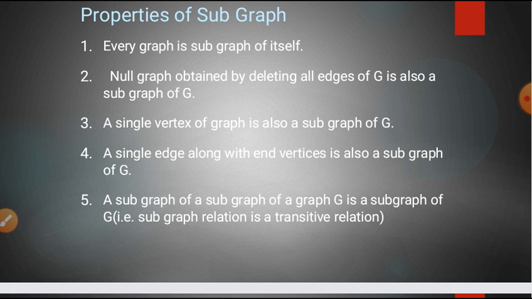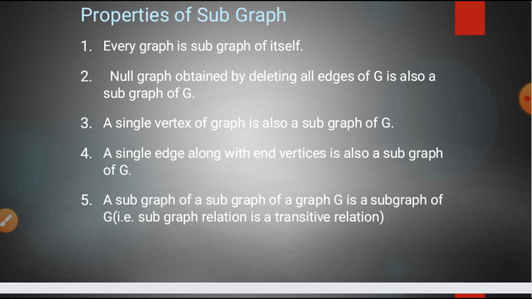The fourth property is that a single edge along with its end vertices is also a subgraph of G. If we are plotting one single edge as a subgraph, it is also true, because to plot one edge we require two vertices. If in G there is one edge present and we plot that one edge, it is also a subgraph. So single vertices, single edges, or graphs without edges, they all are subgraphs, and the graph itself is also a subgraph.